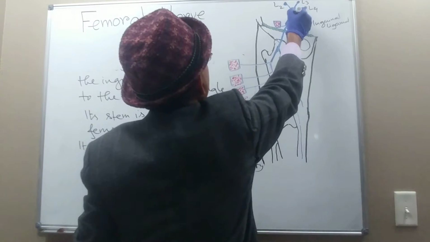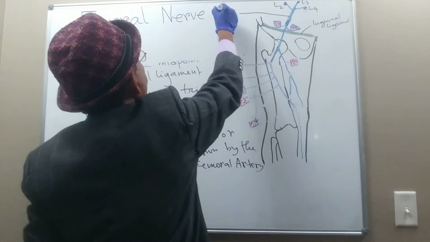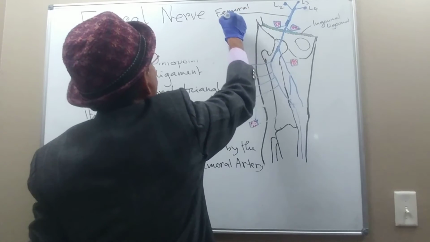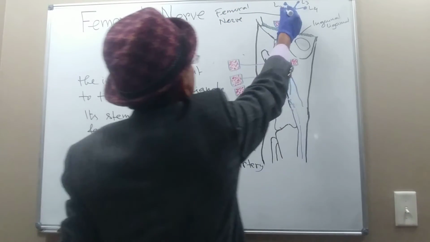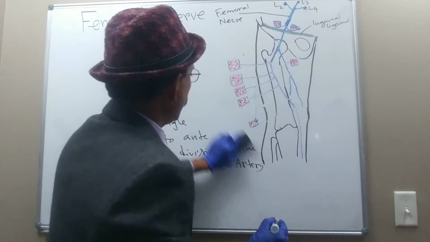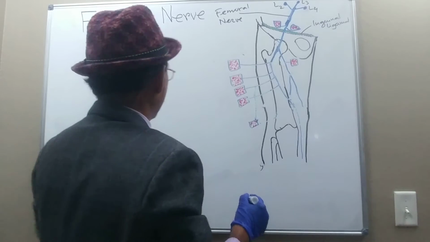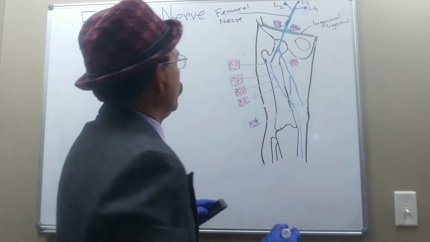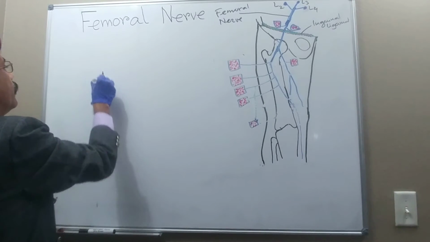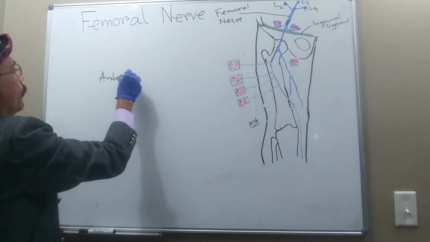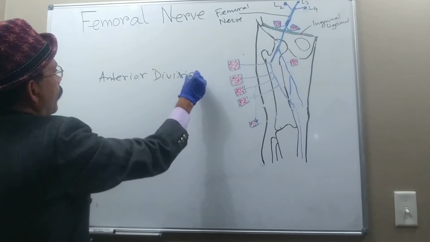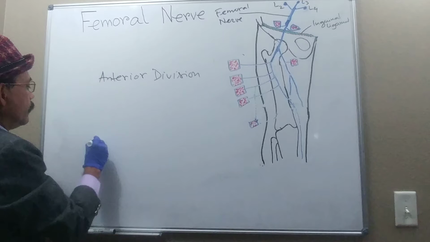So this is our femoral nerve. Its root value is L2, L3, L4. Okay. It has two divisions, anterior division and posterior division.